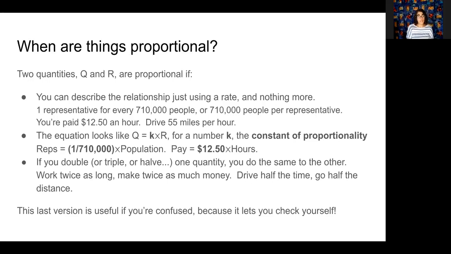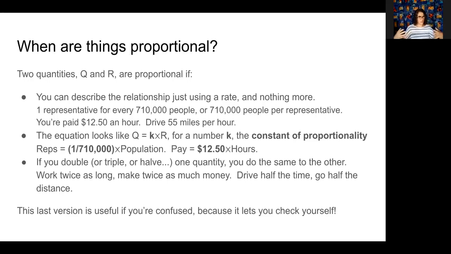That is a proportional relationship, whereas the number of electoral college votes would be 1 over 710,000 times the population plus 2. And that plus 2 was enough to make it no longer a proportional relationship. So it has to be this very, very simple shape. For another example, the amount you're paid might be $12.50 times the number of hours that you work, where the constant of proportionality would be $12.50. Very simple relationship.